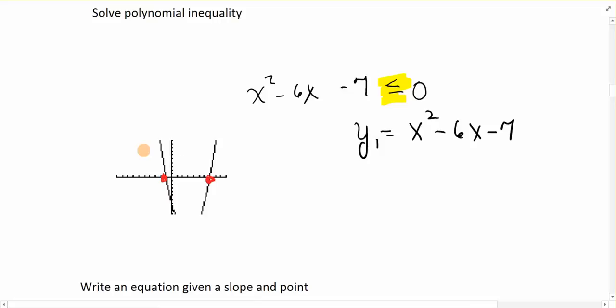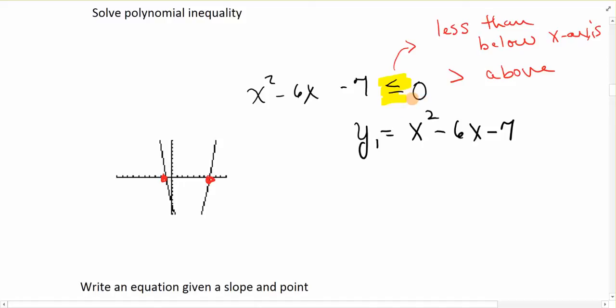If that's something you need to write down to remember, I would write it down. That symbol, less than, is below the x-axis, and greater than is above. And whether you have an equals or not, it's still generally that. So we're below, which means I'm going to shade in. I can't see the bottom of it, but that's what we're talking about. We're talking about that region, okay?